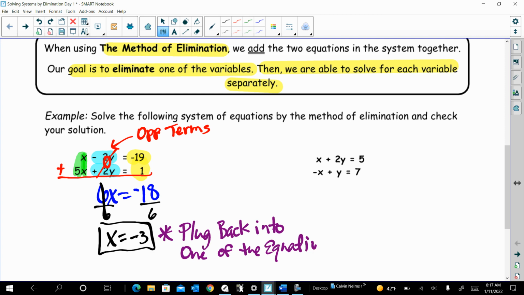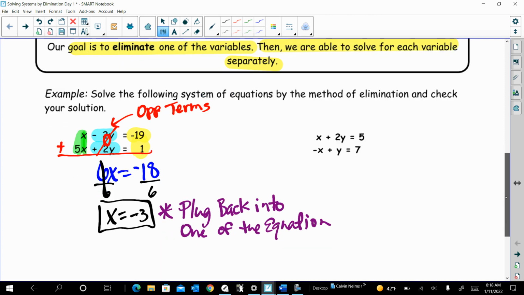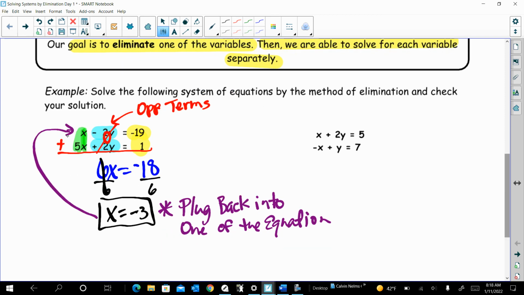You can pick which one you want to use when you plug it back in, either the top one or the bottom one. Which one do you think is probably easier to plug it back into? Yeah, the top one. I would plug it back into the top. So when I'm plugging back in, I'm using parentheses. Since we have x minus 2y equals negative 19, that really becomes negative 3 for the x, minus 2y equals negative 19.